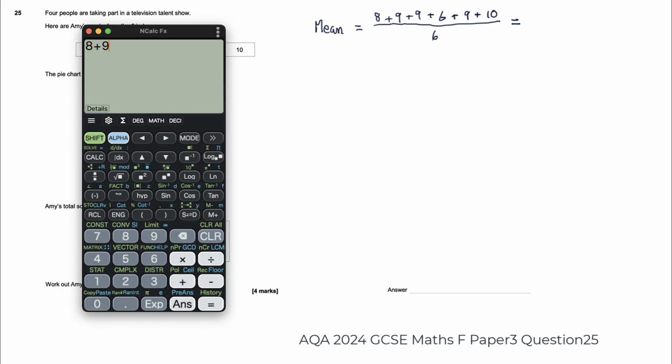Eight plus 9 plus 9 plus 6 plus 9 plus 10, and that comes to 51. Very nice, just to write that down. So it's that answer divided by 6, and that gives me 8.5. So that's the mean of her marks.